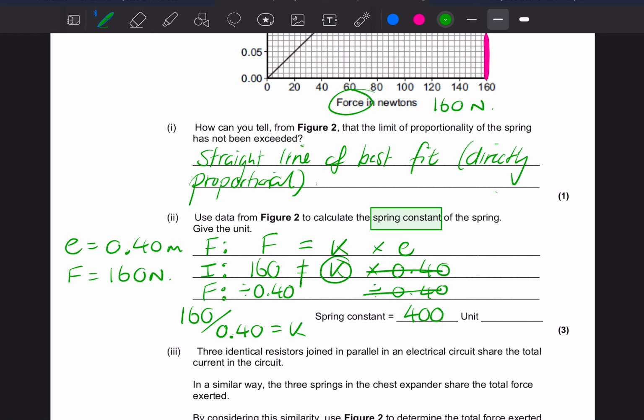So in order to figure out the unit, we just look at what we've done. We took the force and we divided it by the distance. This force was in newtons, and we divided that by meters. So it's going to be newton per meter, capital N, lowercase m.